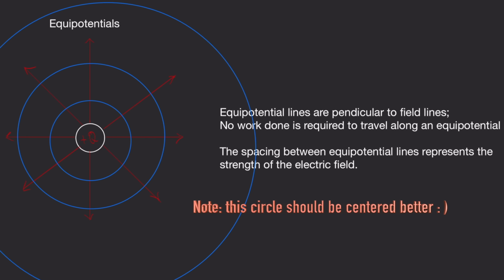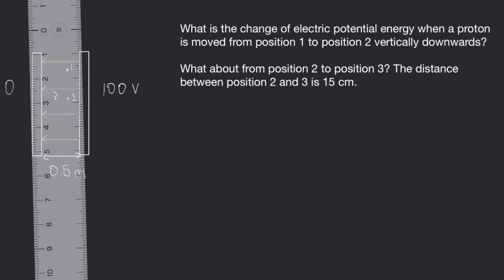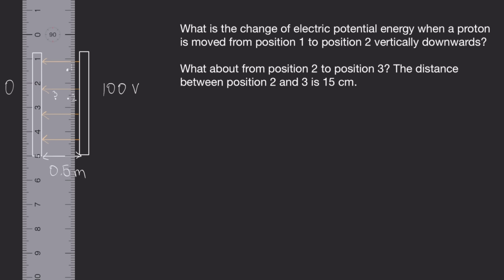That will tell me that the field is actually decreasing with distance from the source. And let's do another practice problem. What is the change of electric potential energy when a proton is moved from position 1 to position 2, which is directly below? The electric potential energy is going to be the same anywhere along this vertical line.